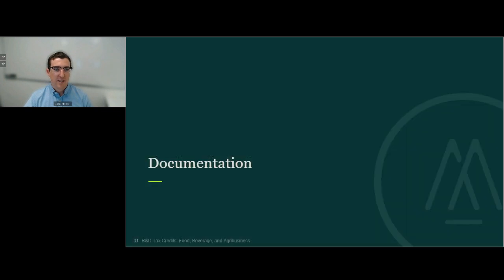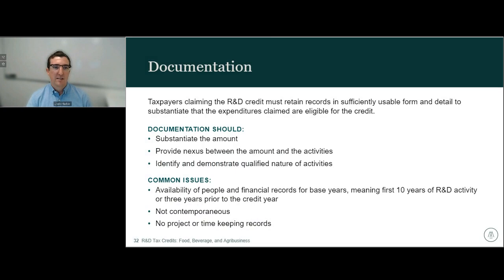All right, so moving on to the next section here. We went in depth on qualified research and how it applies to the specific industries today, and qualified research expenses and what may be applicable. Now we want to briefly touch on documentation and what might be expected. So the R&D tax credit itself doesn't have a specific list of documents required to claim the credit. Rather, taxpayers have to retain records in a sufficiently usable form and detail to substantiate those expenditures to claim the credit.